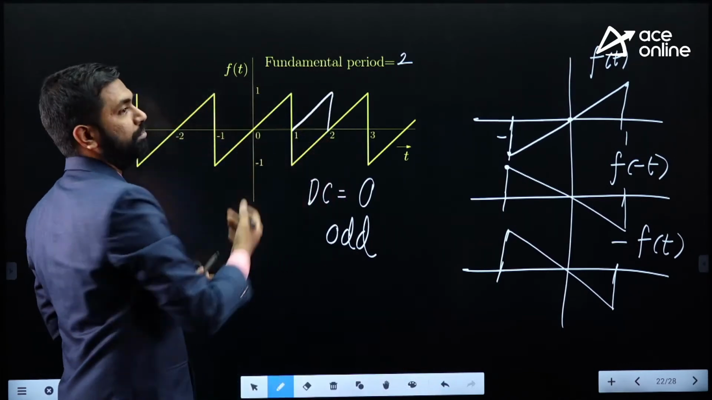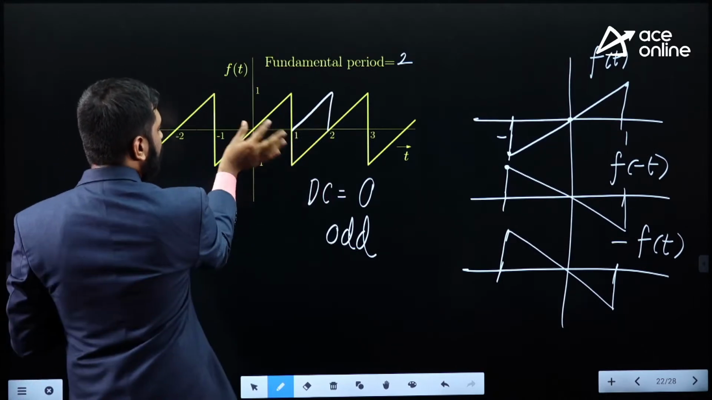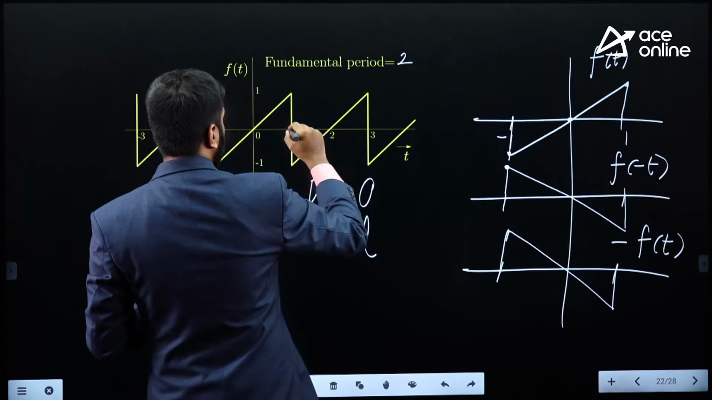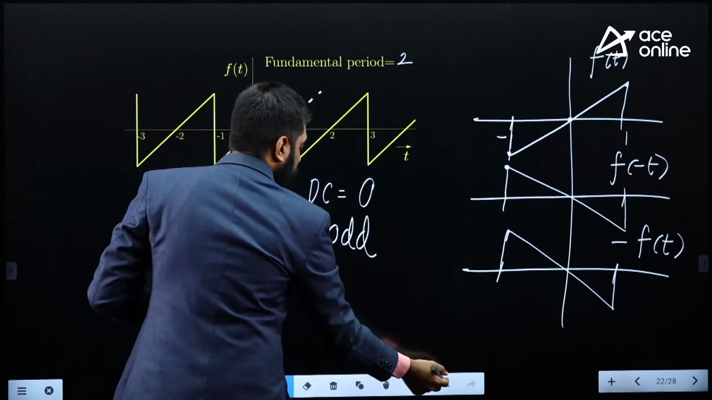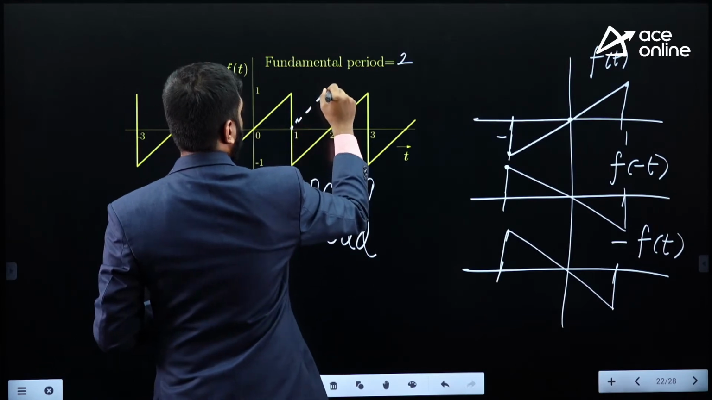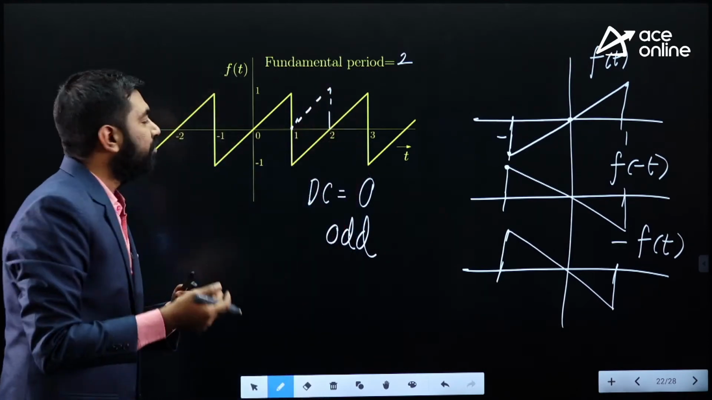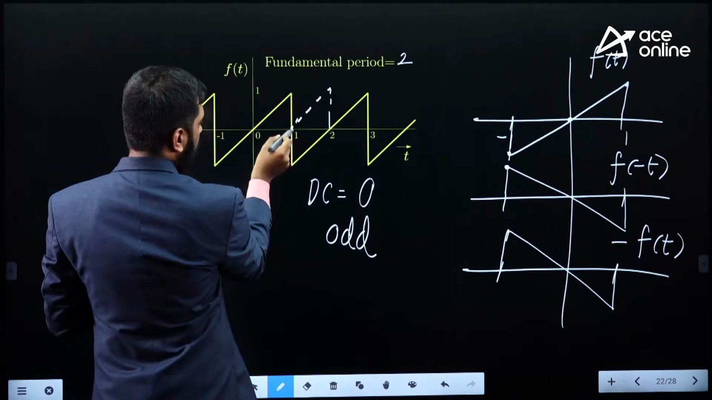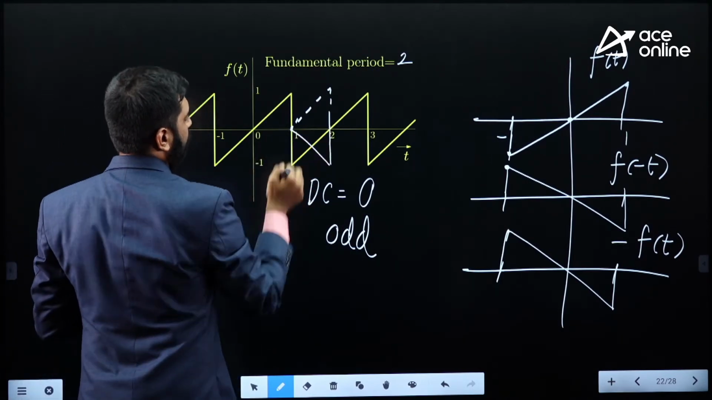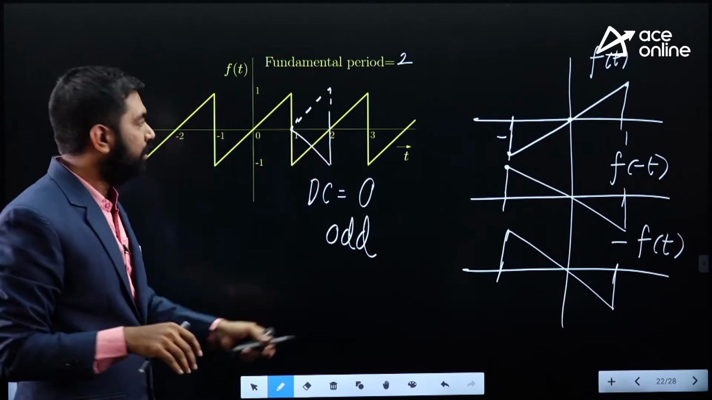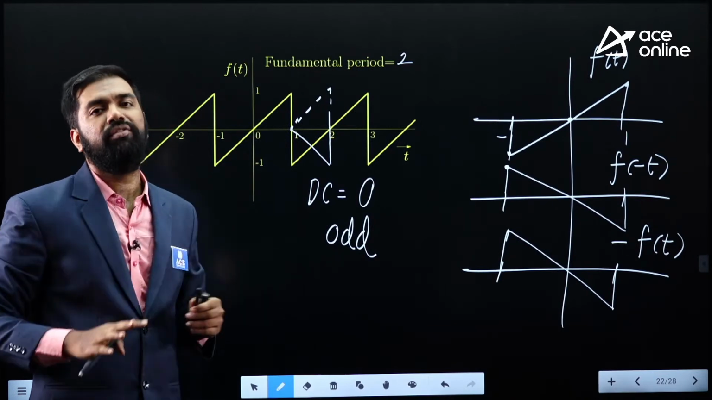I said shift, right? You need to shift this to the other half. So I have shifted. Now after shifting, let me again show with dotted lines. So we need to shift that. After shifting, you need to rotate it about the x-axis. When I rotate it, I get something like this. Is this overlapping with this? No. That means this signal has no half wave symmetry.